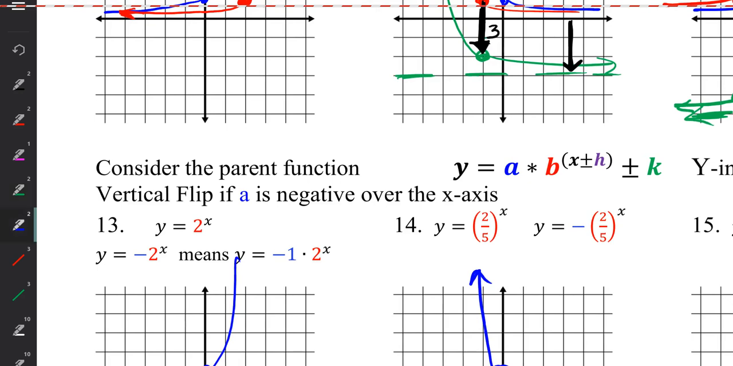2 to the x, growth or decay? Growth. Negative in front, what's it do? Vertical flip.